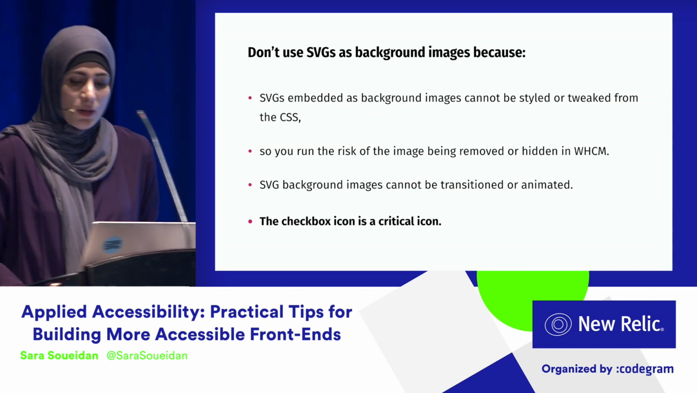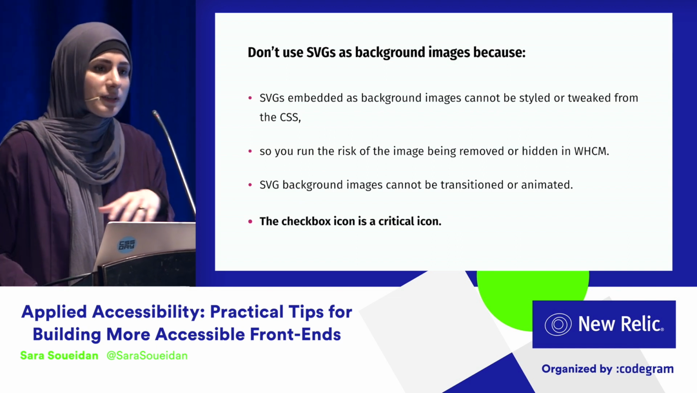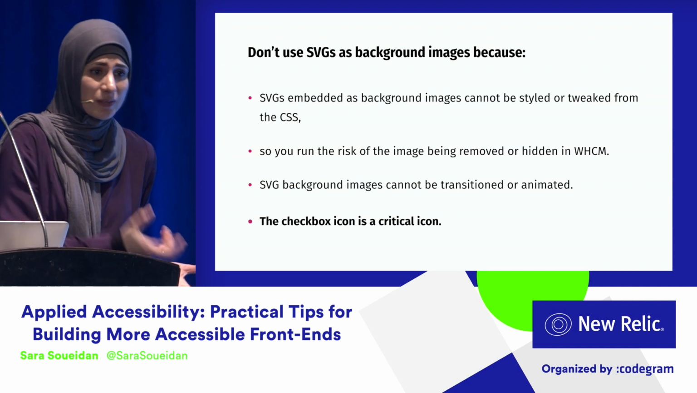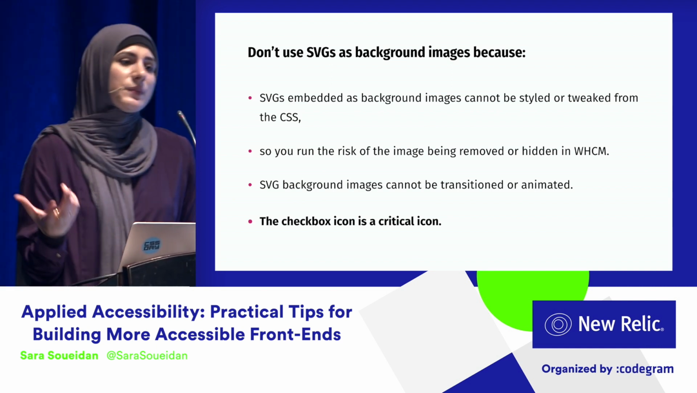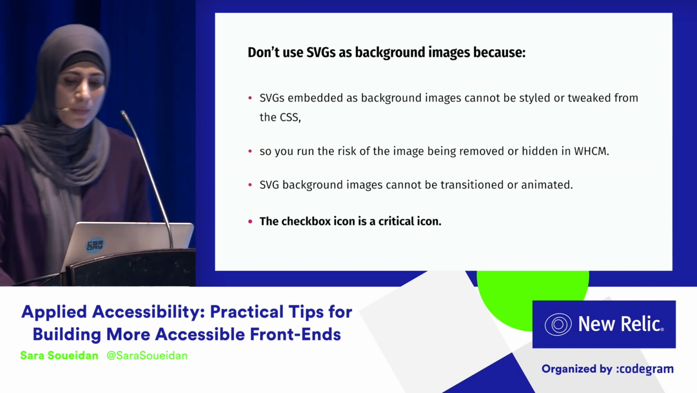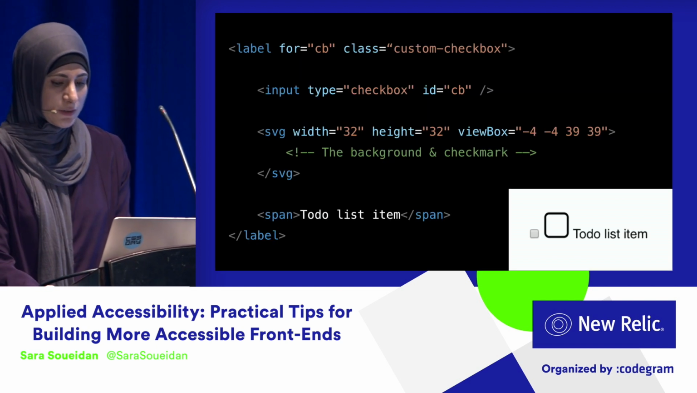What do I mean? A critical icon, in the sense that it needs to be there. Regardless of where the user is, Windows High Contrast Mode or any other environment, they need to see an icon. They need to see it so that they know that this is a checkbox. So if you use a background image, you're risking that the icon would disappear, and you don't want that. So generally speaking, you should be inlining your icons.